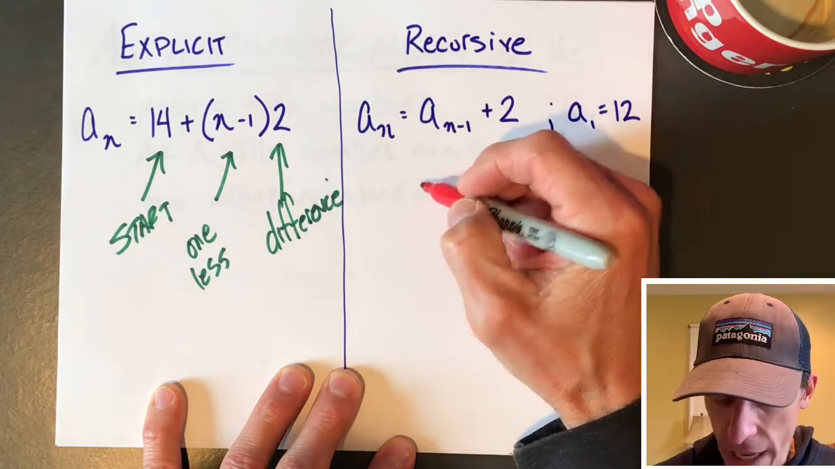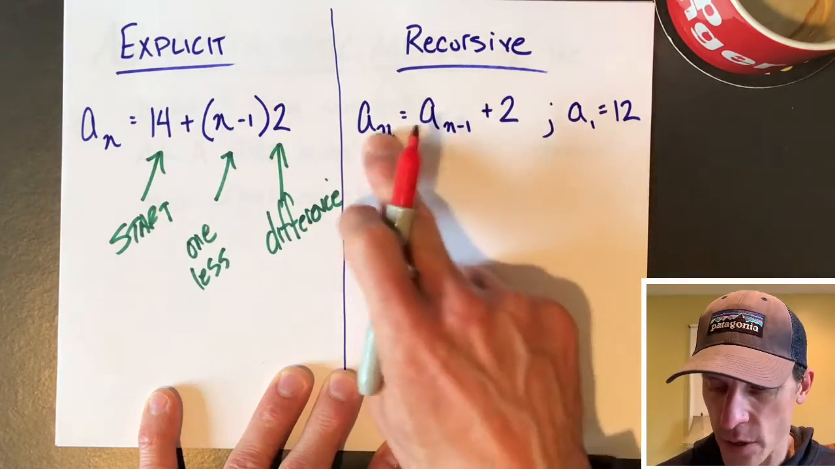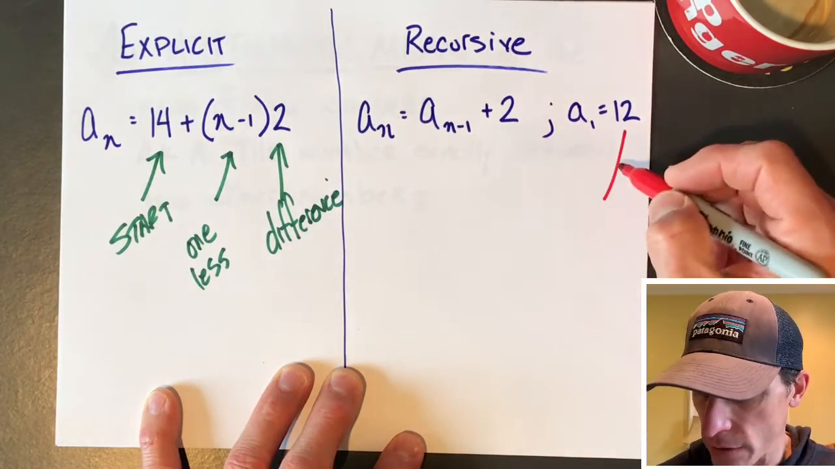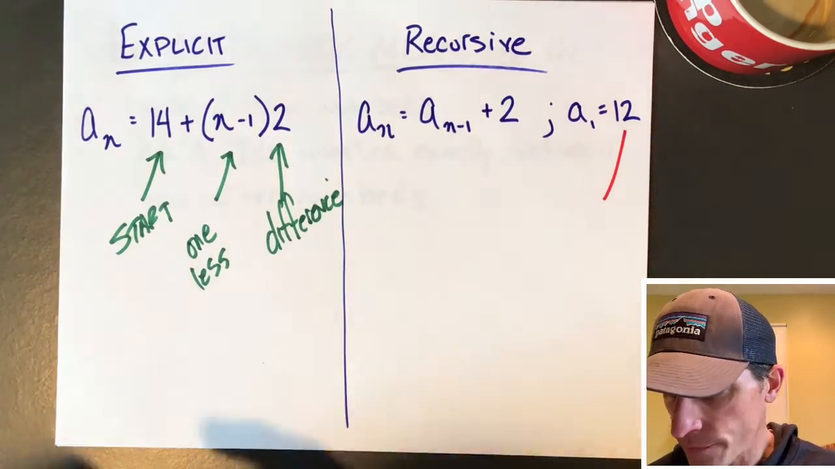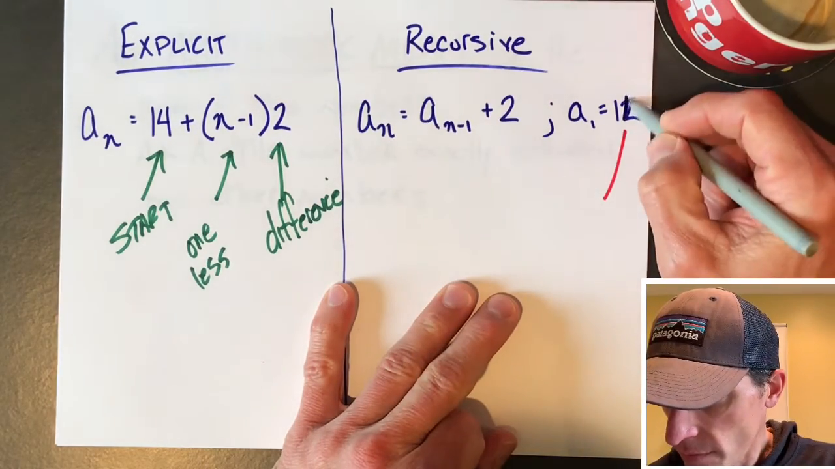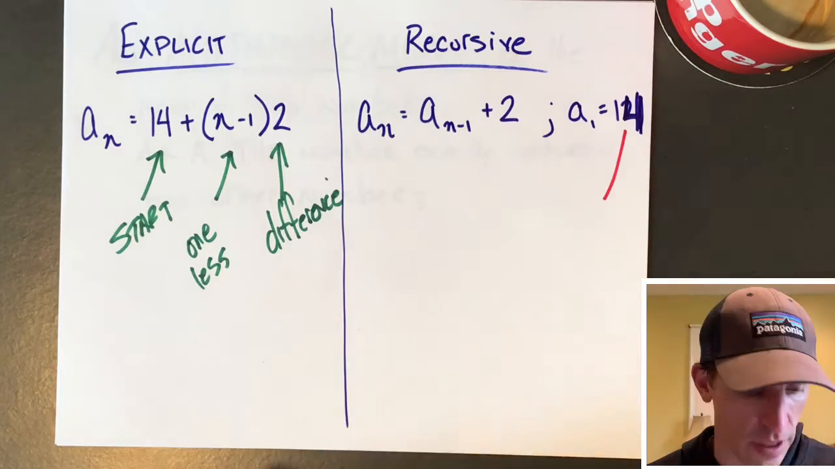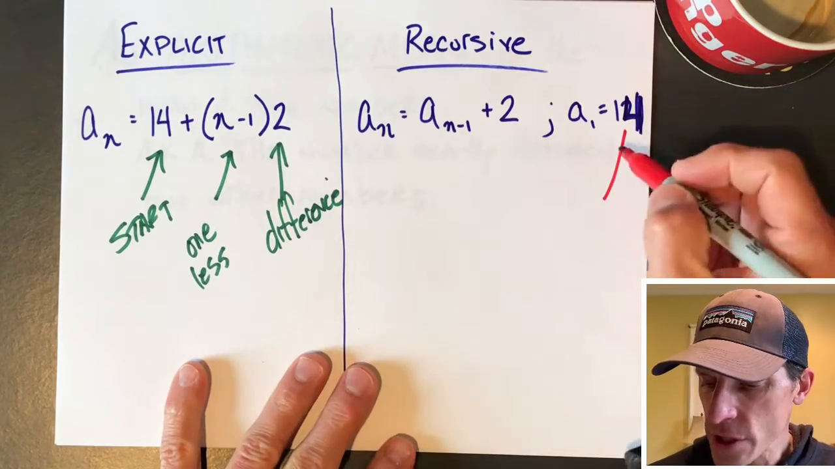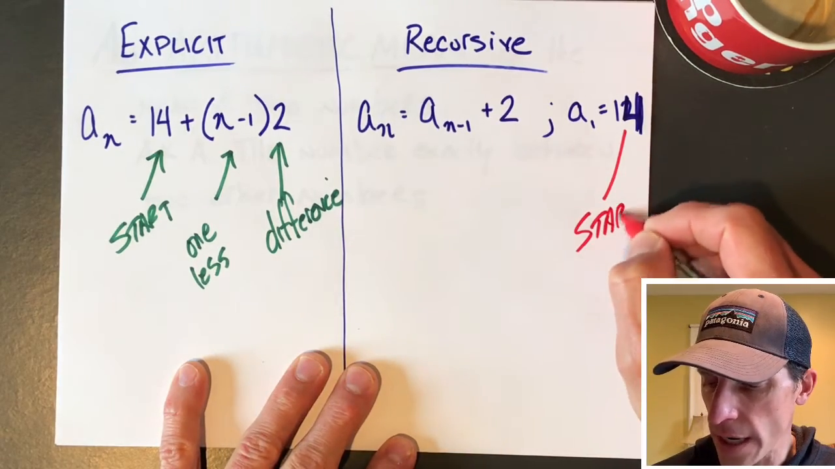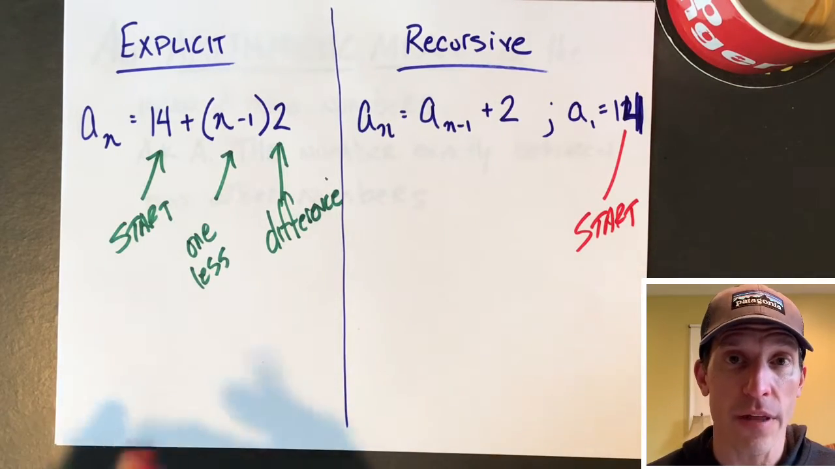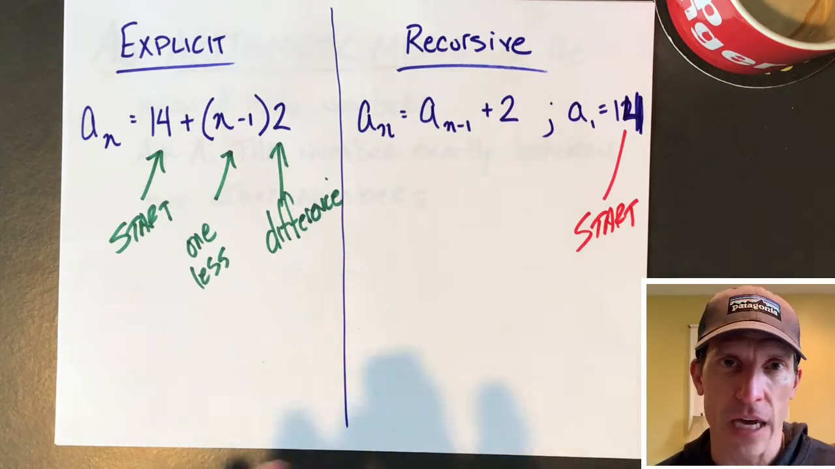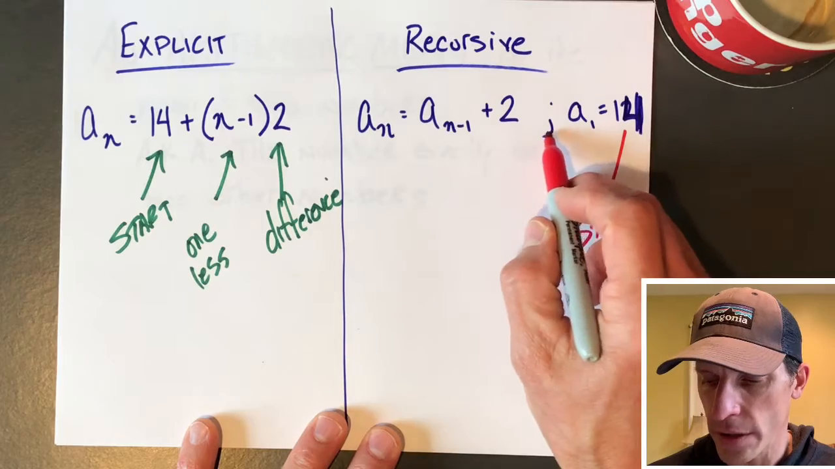We don't have a starting value in the equation itself. We have the starting value. Oh, I made a mistake and I just wrote the wrong number. That was supposed to be a 14. We have the starting value off to the side, so we still identify where the thing begins. We just do it after this semicolon here.